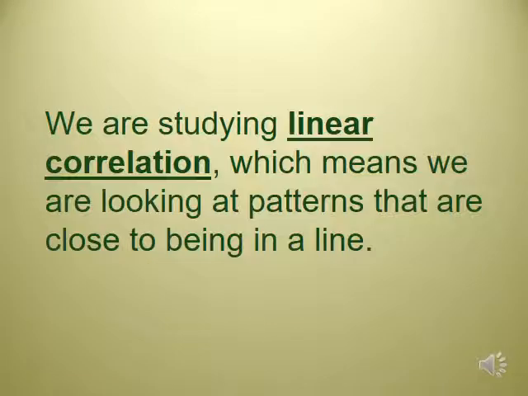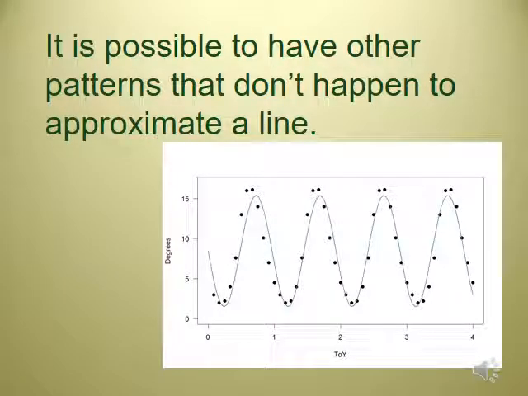Now in this class, what we're looking at is what we call linear correlations. And that means we're looking at patterns that are close to being in a straight line. There's lots of patterns that don't make lines, though. What you're looking at in the picture is a sine wave, and that happens when you have things that have a cyclical pattern. For instance, temperatures are higher in the day, lower at night, higher the next day, lower the next night. They keep going up and down. That's a pattern, but it's not a line.